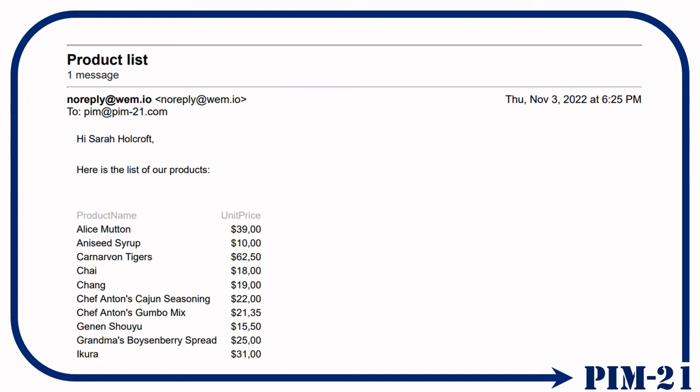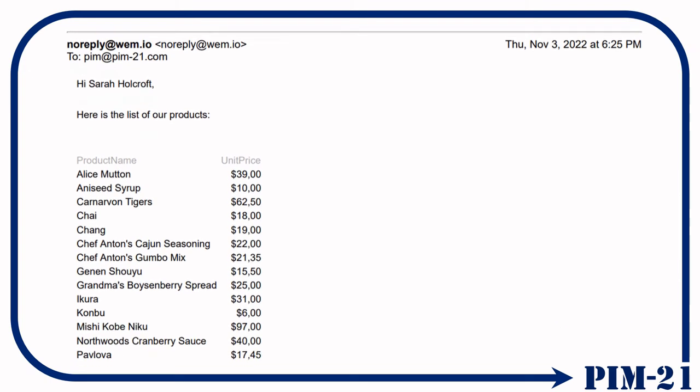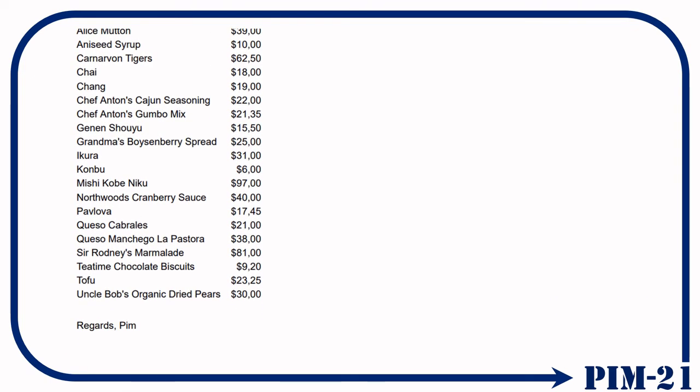As you can see, the email arrived all right. We can see the provided title of the email, product list. We can see, the salutation contains the full name of Sarah, as contained in our contact database. We can see the list of products and prices. And when we scroll down, we can see that my regards are added to the bottom of the email.